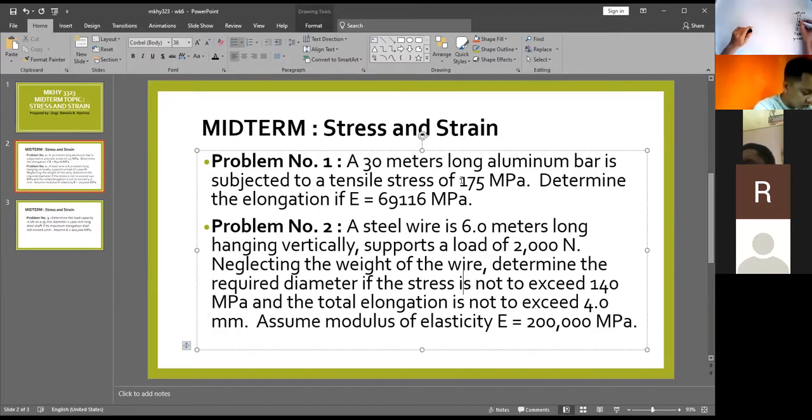So to balance the condition, P should be equal to F. And we have a cross-sectional area. We don't know the diameter. So that's the cross-sectional area. The cross-sectional area is a circle, because we are given the diameter.